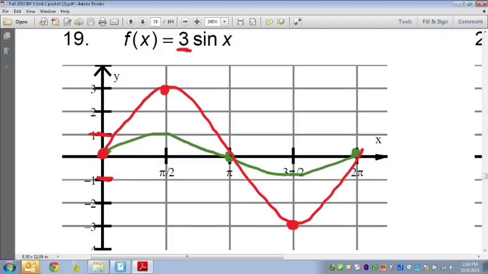Okay, so those are the different types of graphs and dealing with vertical stretches and compressions. Again, I hope this helps, and good luck with your work.